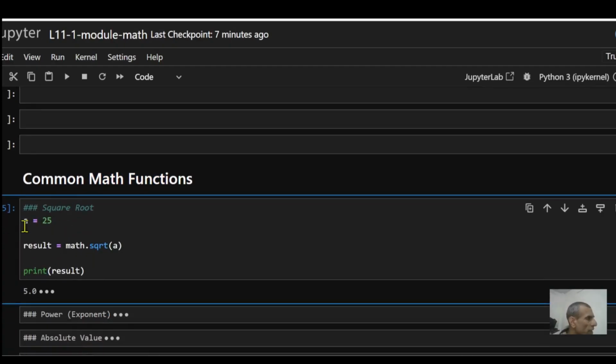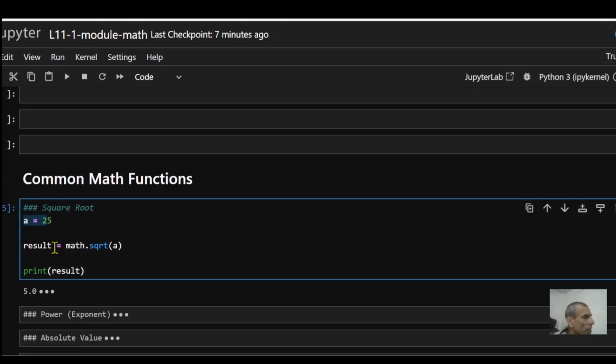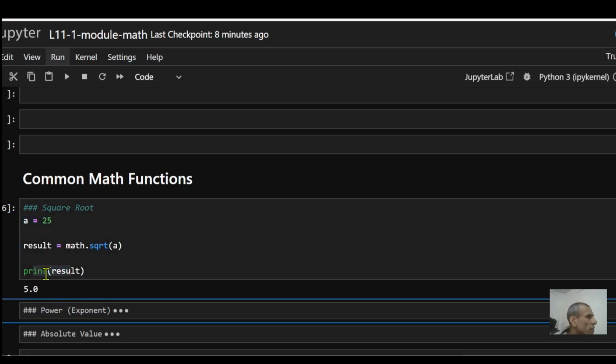Suppose I want to calculate the square root of a, which in this case is 25. The way you do it, you call this built-in method sqrt, which is short for square root. So math.sqrt, and pass in your argument a. In this case, this is my a, and then you print out your result. When you run this, it's going to print out 5. Square root of 25 is 5.